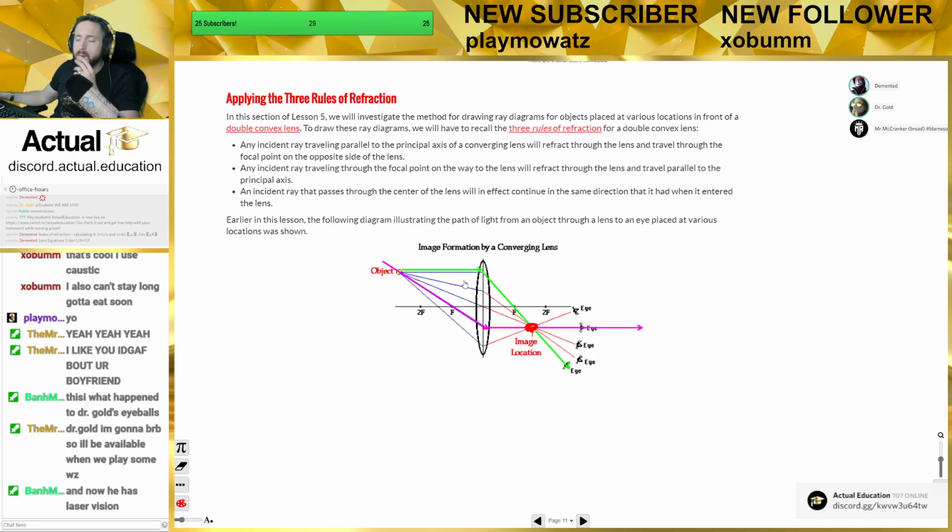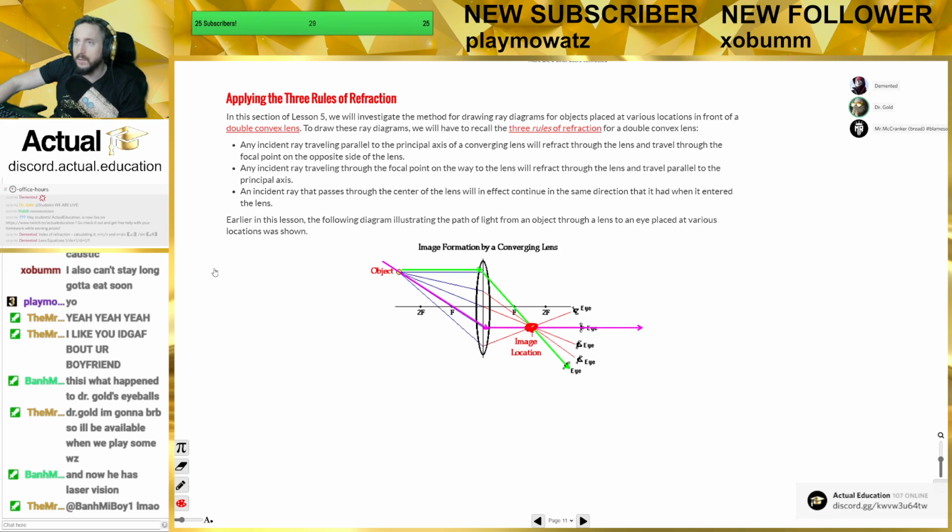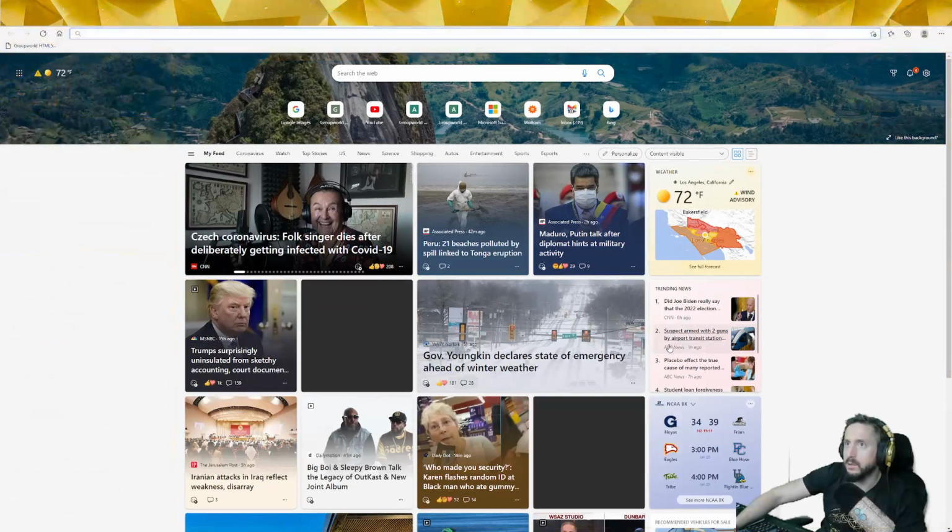If things intersect, then you're good. Let's see in the case that they don't, which I think is what happens with diverging lenses.